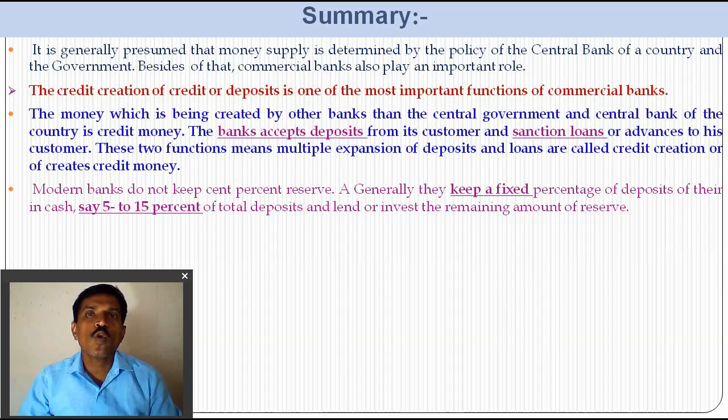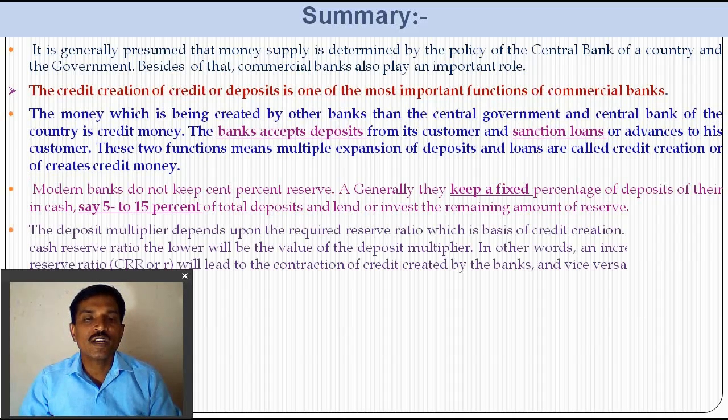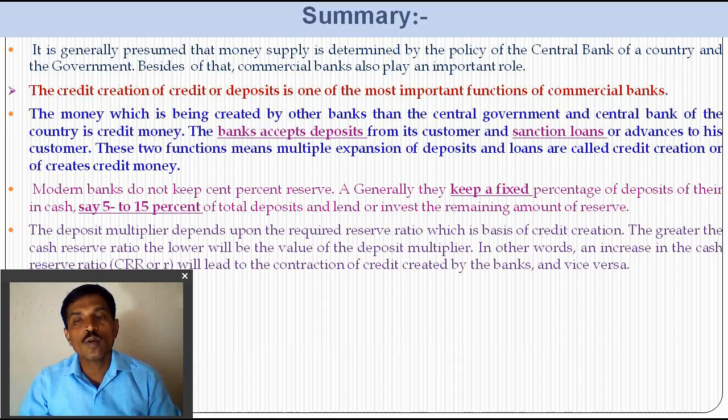The bank does not hold a total percent of cash in hand. As per the government rules or the central bank's guidelines, they keep 5 to 10% or 5 to 15% cash, and the remaining money is given as loans, and this function creates the multiple way of credit creation. The deposit multiplier depends upon the required reserve ratio, which is the basis of credit creation. A greater cash reserve ratio means a lower value of deposit multiplier and lower credit creation. In other words, an increase in cash reserve ratio leads to contraction of credit creation. A reduction of CRR means more credit creation.